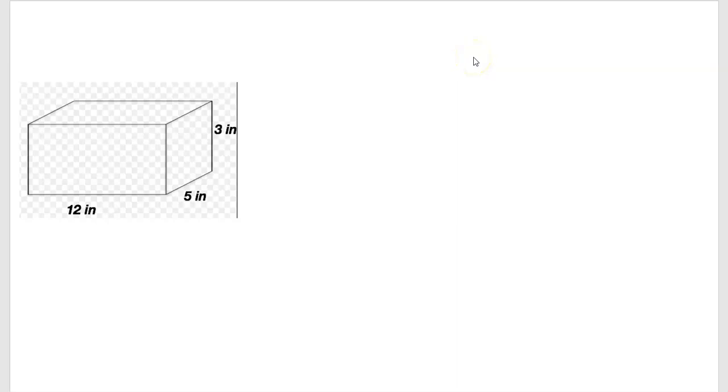This video is a review of how to find volume. And there's four main shapes we need to review, so let's get started. The first one is a rectangular prism.